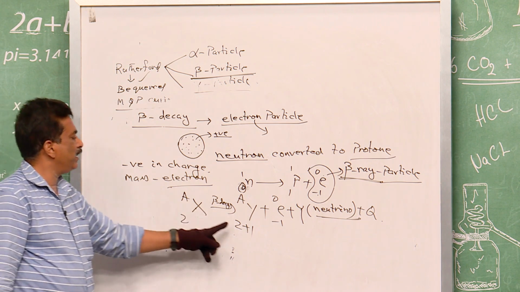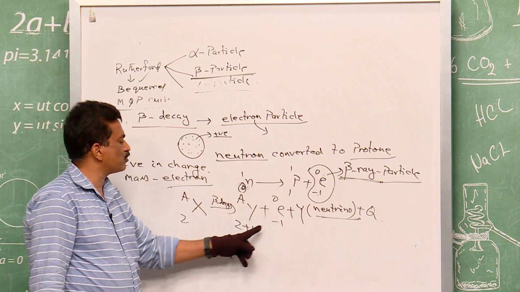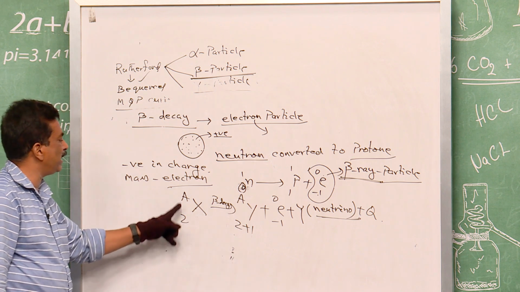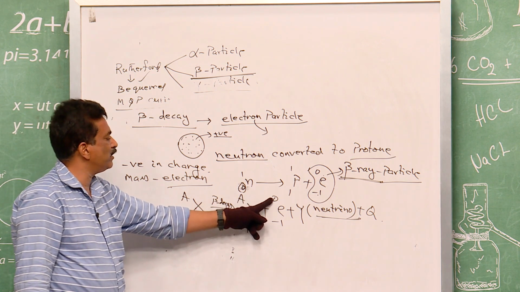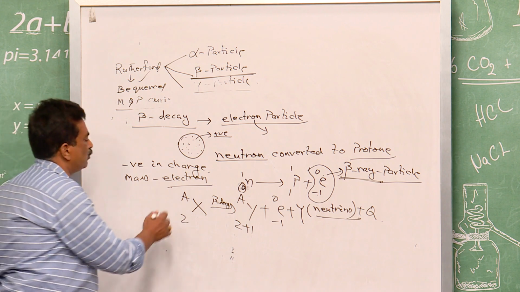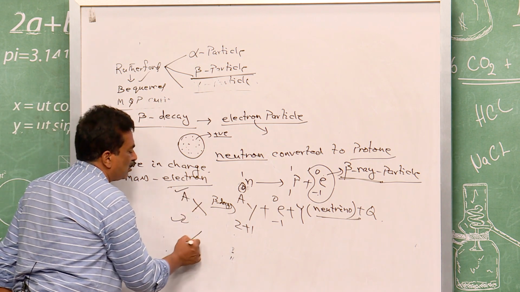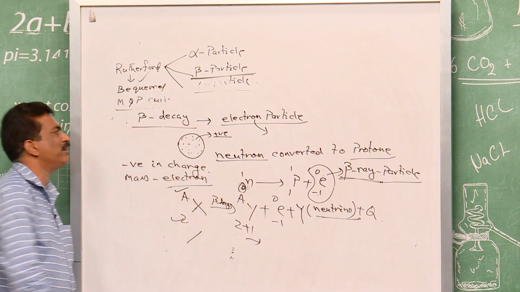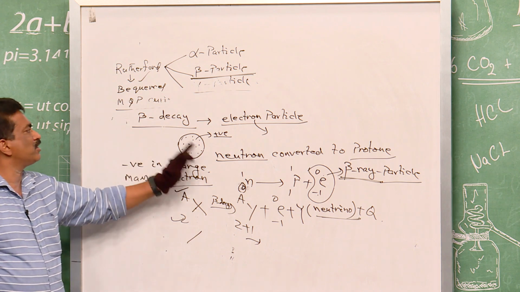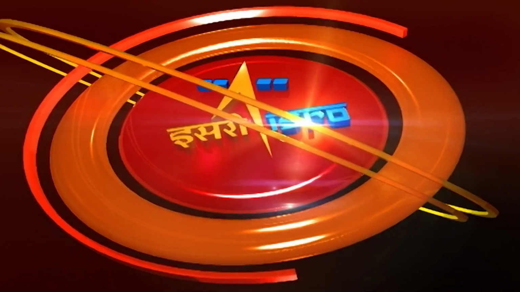You see Z, here it is Z plus 1 minus 1, plus 1 minus 1 cancel, Z will be Z, then this is A plus 0, which is A. So the mass and the charge on the left and the right will remain the same, and these are the natures of beta decay.